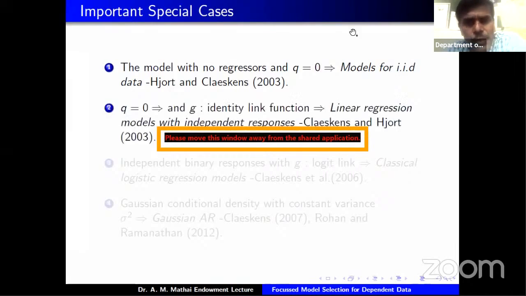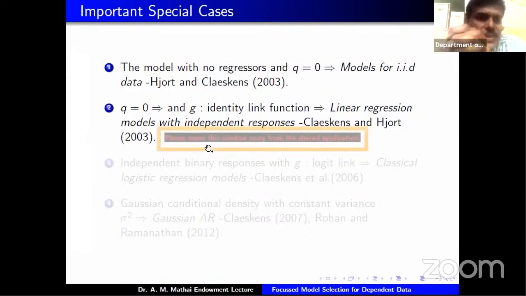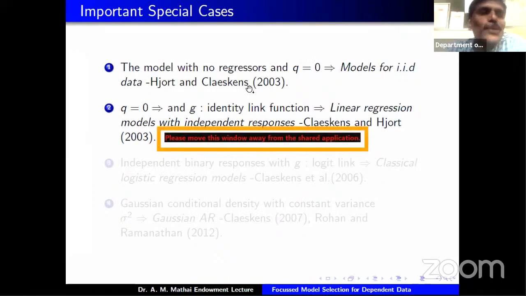So here, if you consider q equal to 0, I mean the model with no regressors, that's the model for the IID data, and this was considered. So I want to claim that this unifies some of the earlier work, because if you have q equal to 0, so you don't have that dependent part, then you are back to the logistic regression. And if you use the identity link function, you are in the linear regression with dependent response.